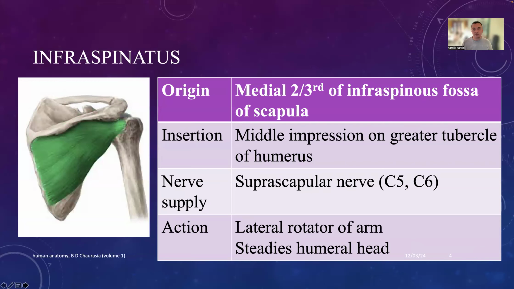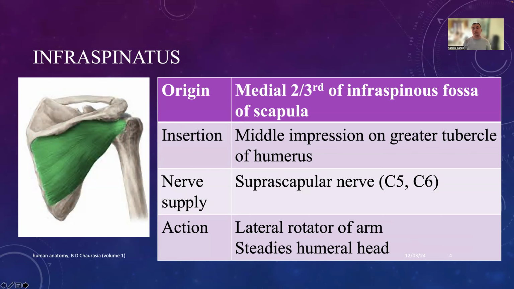So below the spine of the scapula, you get the infraspinous fossa. From that infraspinous fossa, the medial two-third will be giving origin to the infraspinatus muscle. Again, in the diagram, we can see it with the green color. The insertion is the middle impression on the greater tubercle of the humerus.